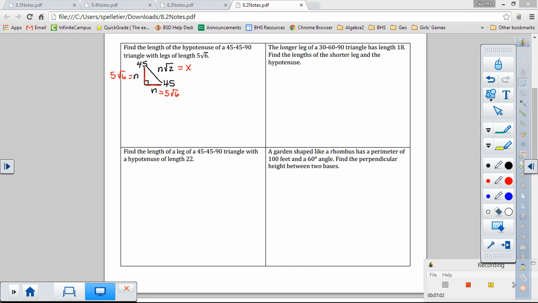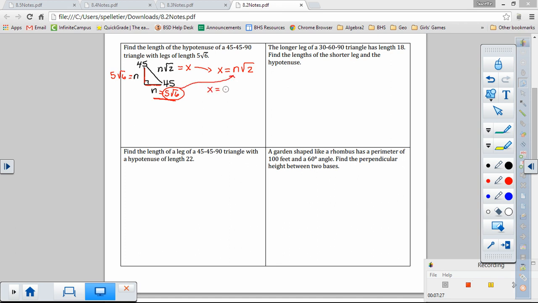And then it just becomes a point of trying to solve this. x equals n square roots of 2. So I can't do this right now because there's 2 variables in the equation. I can't figure out what x is. I don't know the length of the hypotenuse. But I do know that n is 5 square roots of 6. And since I know the value, I can plug it right into the equation.